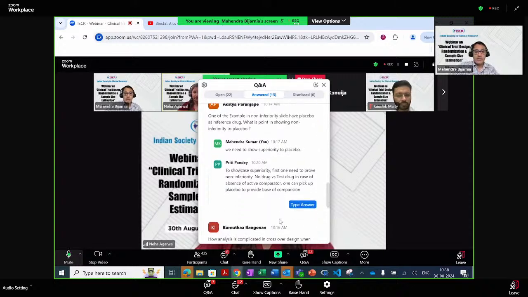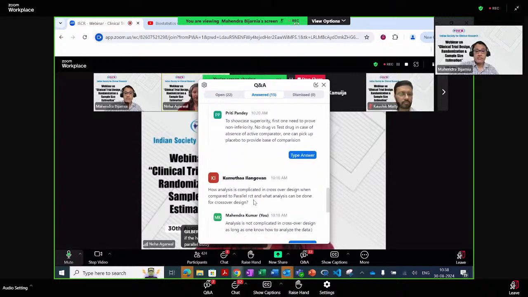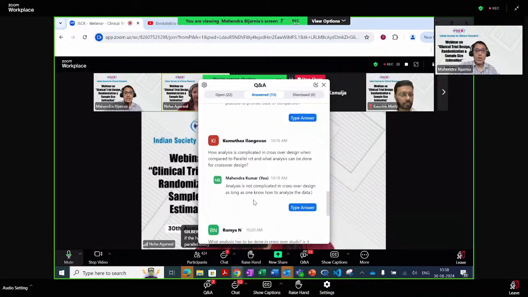Okay, and then there is an answer also: to showcase superiority, first we need to prove non-inferiority. No drug versus test in case of absence of active comparator, one can pick up placebo to provide base for comparison. So active is needed. Then how is analysis complicated in crossover design versus the parallel design in RCT.